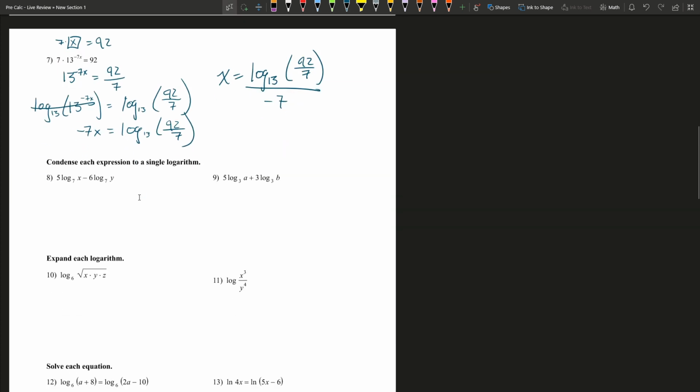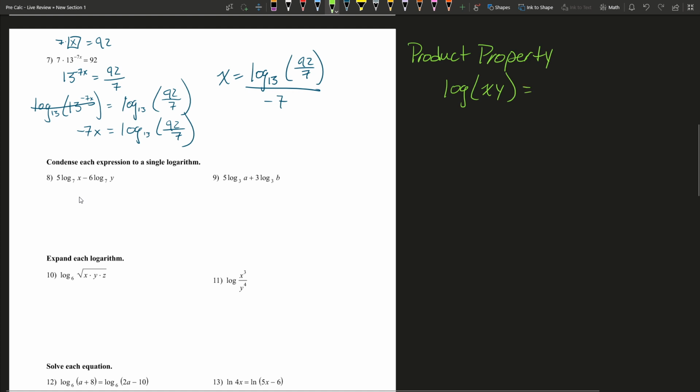The next couple, 8 and 9, we are condensing. So we're using the product property, the power property, and the quotient property, which I will write. If we have a product of two or more things inside a log, then we can split that up into two separate logs and add them together. So that's the product property, and you should be able to work both ways on that. You should be able to work from left to right and right to left.